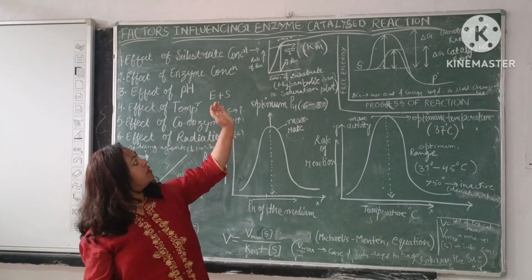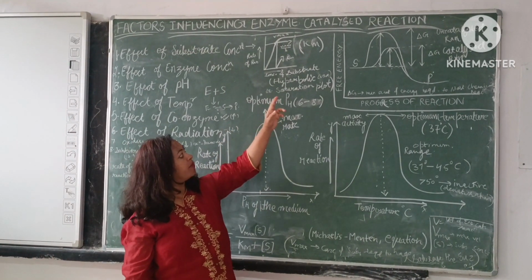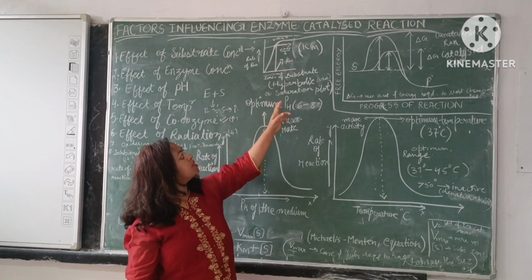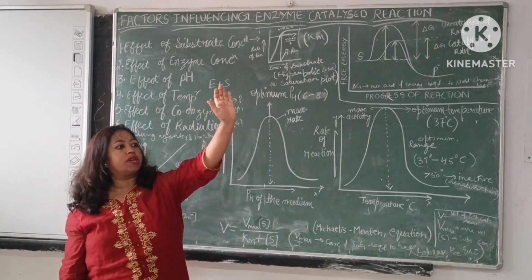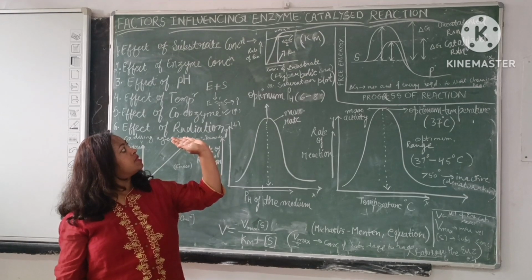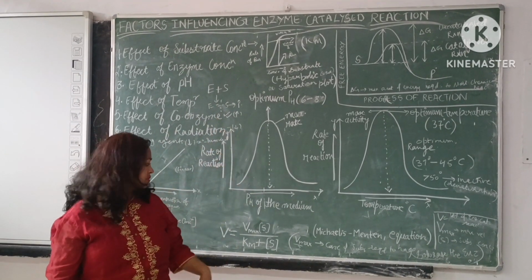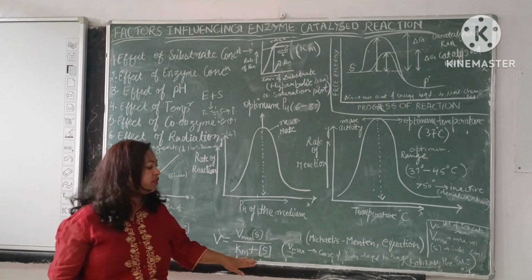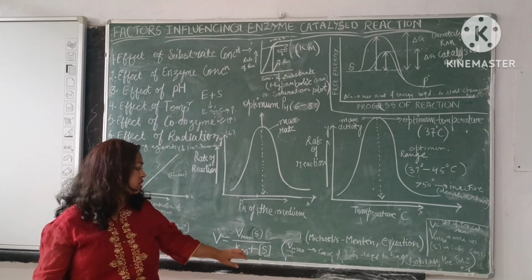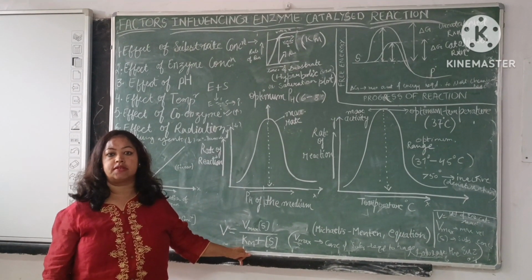So the plot takes a hyperbolic curve, that's why it is called a hyperbolic curve or saturation plot. That means after Vmax it is saturated. The active site of the enzyme is fully saturated with the substrate. So for that we have the Michaelis-Menten equation and this Km is the Michaelis-Menten constant.